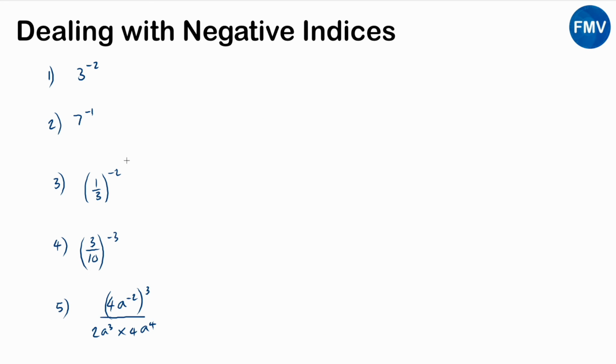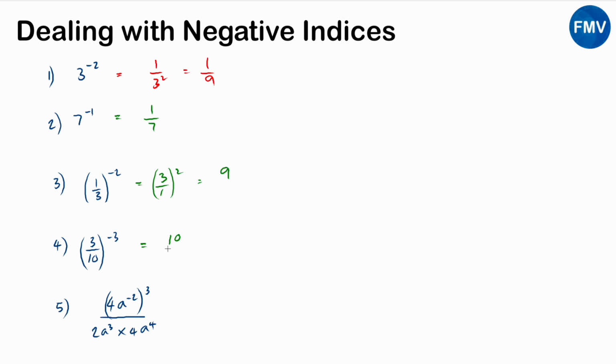Okay, let's look at some examples. So we're going to simplify these. 3 to the negative 2 is the same as saying 1 over 3 squared. Well, 3 squared is just 9, which is the same as saying 1 over 9. 7 to the negative 1 is just 1 over 7. Notice I don't put the 1 there. We don't need it. So 1/3 all raised to the negative 2 is the same as saying 3 over 1 squared. Well, 3 squared is 9, 1 squared is 1, 9 divided by 1 is just 9.